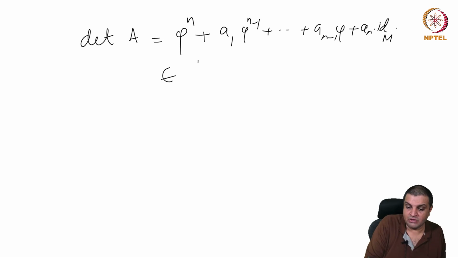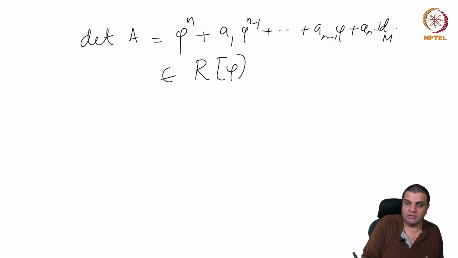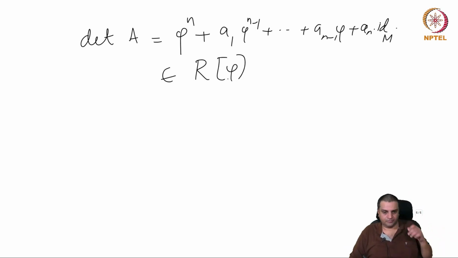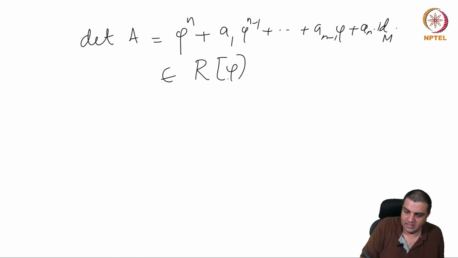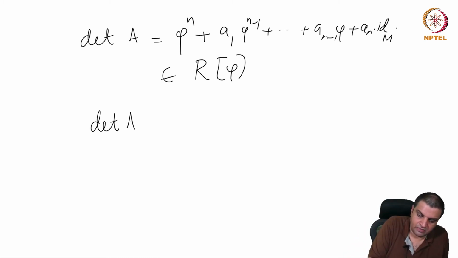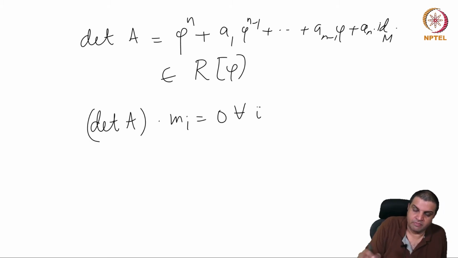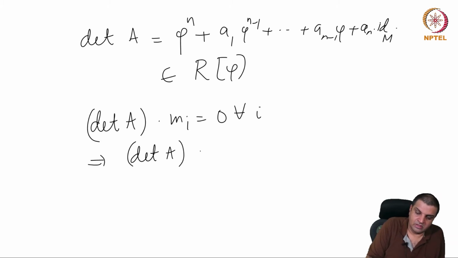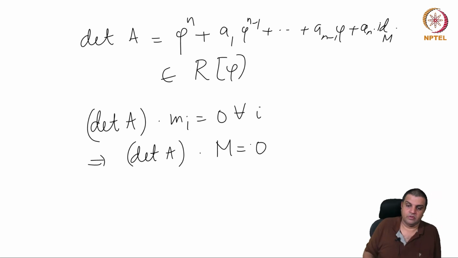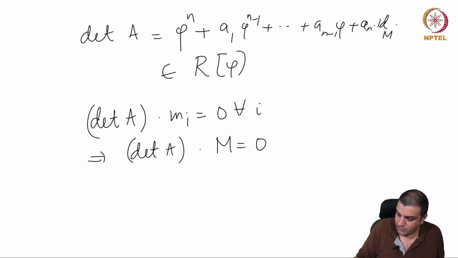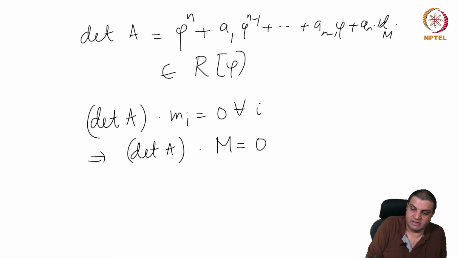So this is an element of R adjoin phi. It's not an element of R. But what does it say? It says the determinant of A times mi is 0 for all i. In other words, the determinant of A times M is 0. In other words, this is a 0 map. Remember, this is thought of as some powers of phi, which are endomorphisms, and R-linear combinations, so that is an endomorphism.